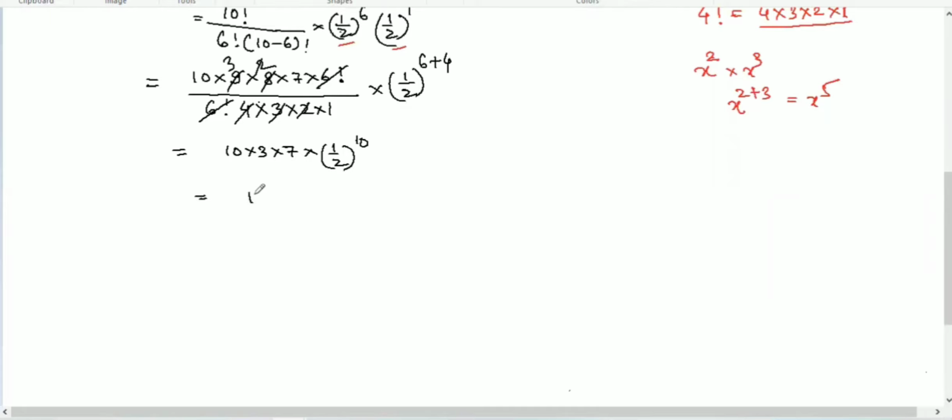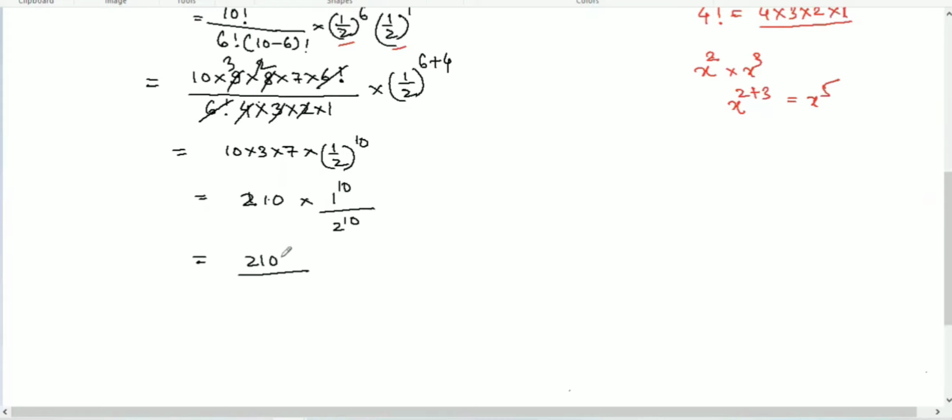So we will get here 10 multiplied by 3 multiplied by 7, which is 210, multiplied by 1 over 2 to the power 10. 1 to the power 10 is 1, over 2 to the power 10. So we write it down: 210, and 1 to the power 10 is 1.